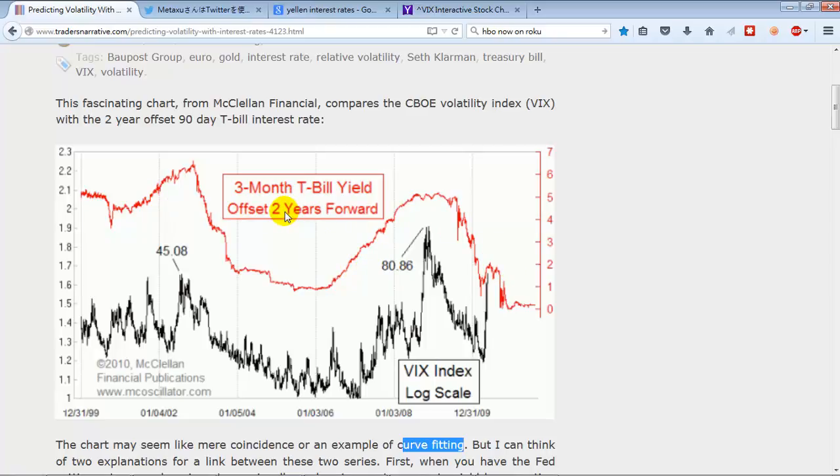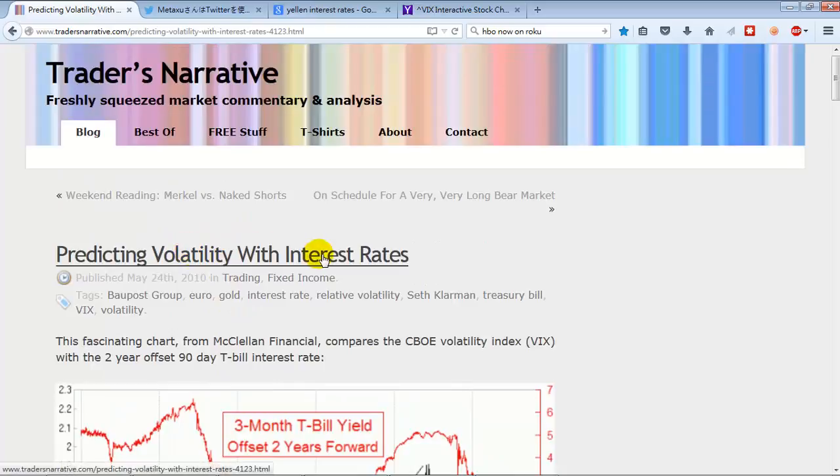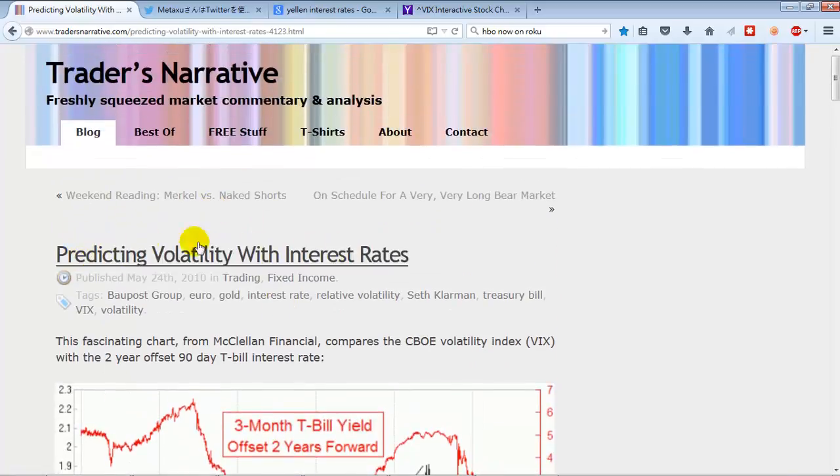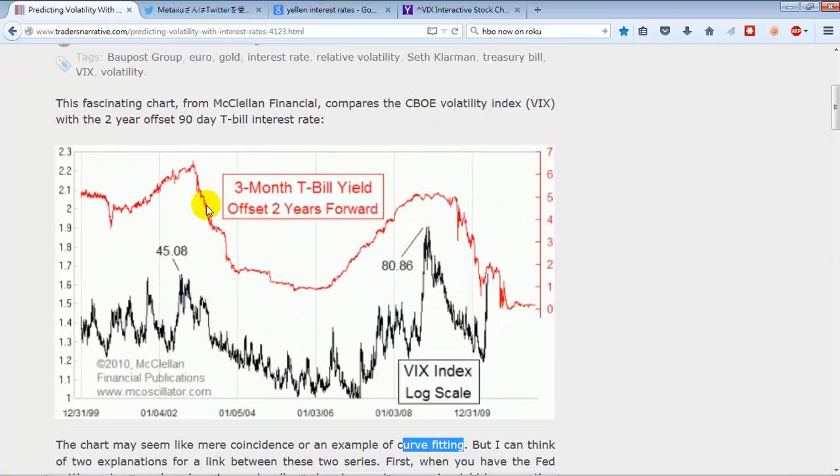Now, their explanation is that they're predicting volatility with interest rates, not interest rates with volatility. If you're looking at something 2 years ahead and you're saying, look, they match up, then you're implying that the VIX at this moment can predict the T-bill yield in 2 years, which is the exact opposite of what they're saying here. And by the way, this is a 3-month T-bill. So why are we predicting what it's going to look like in 2 years?